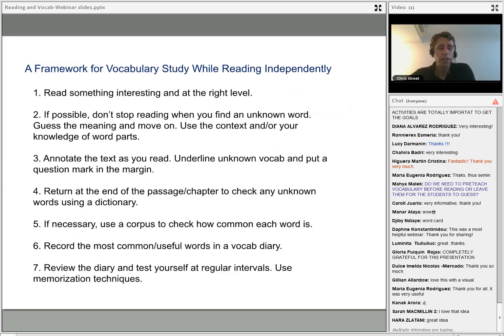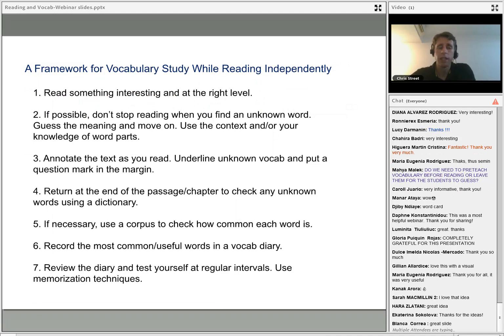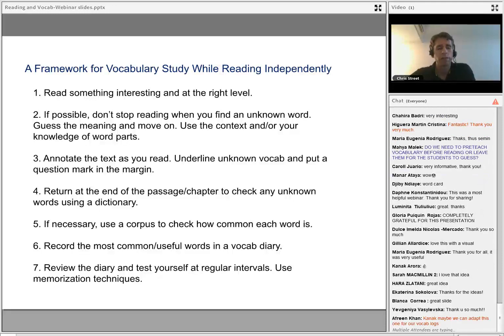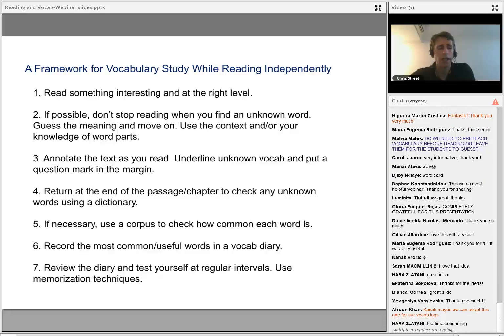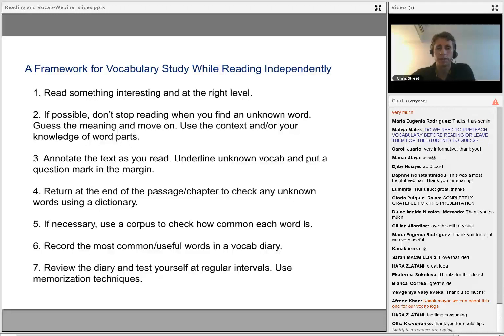And then our final tip is for students to review that diary, test themselves at regular intervals, using memorization techniques. So they could cover up the information on the vocabulary diary and try and remember the word.